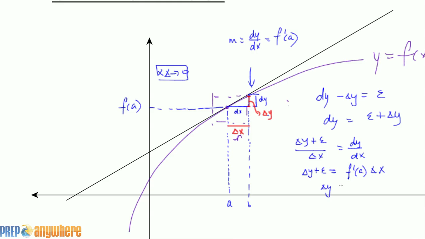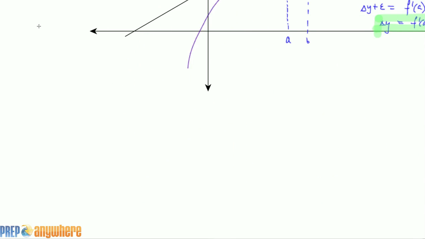So the delta y is equal to f prime at a, delta x, minus epsilon. Okay. So using the idea of differentials, I've come up with an expression for the delta y and how that's different from f prime at a, the dy over dx. Okay, so now let's actually go to the question that we want to solve.